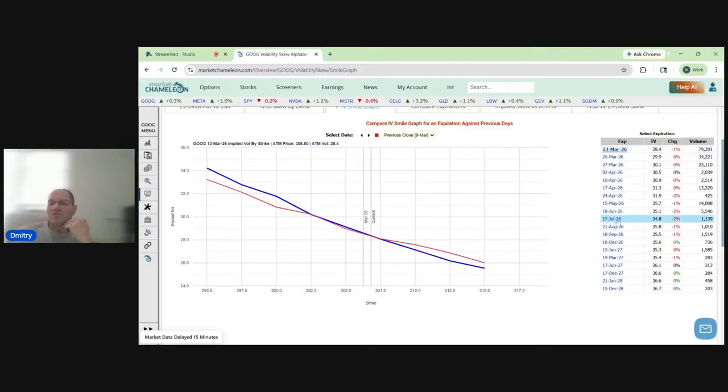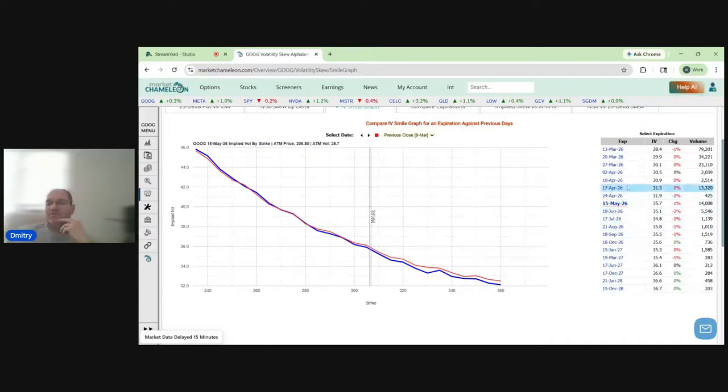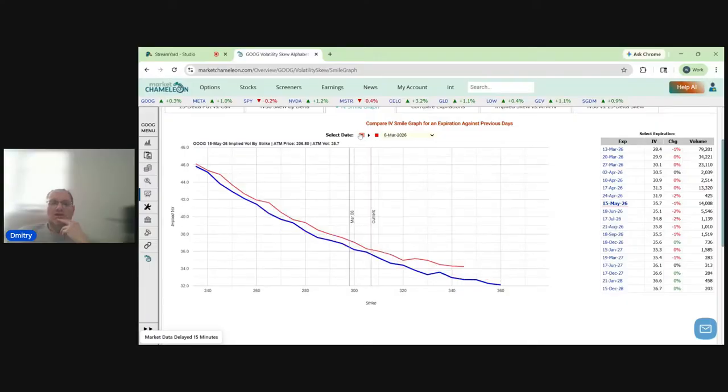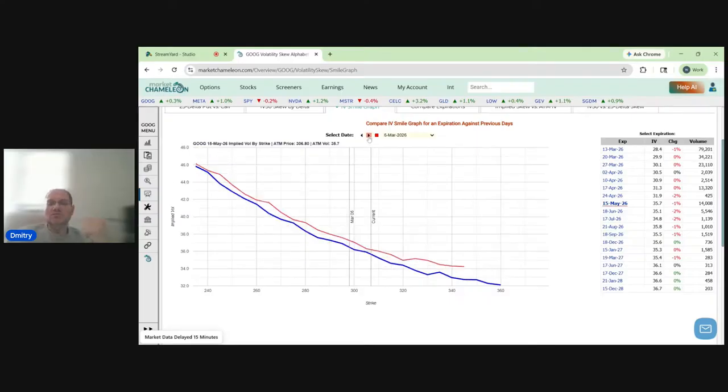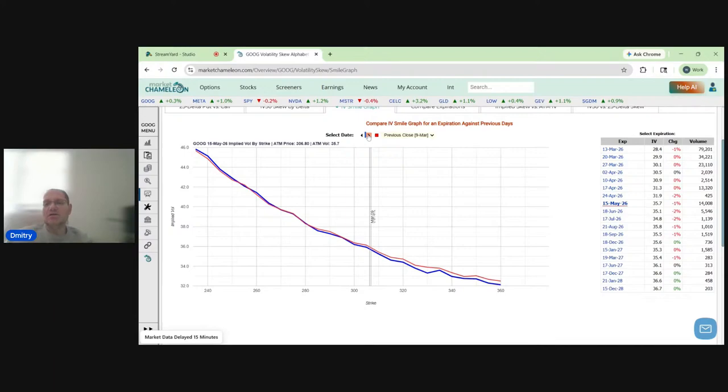Now we could do the same thing for these other expiration months. Like we could go to May 15th and play back to see how that red line compared historically to the current line. So you could see we're currently, the downside is above that historical. So right now, comparing it to all the previous days, we're higher on that downside and lower on the upside. Okay, so that's how you would play back.